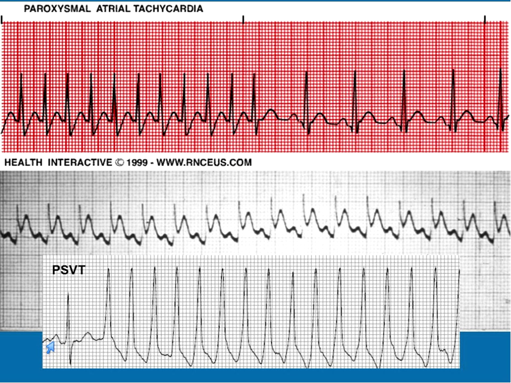Here, this is PSVT. You can see where it was normal, and then suddenly it triggers, and you have this very rapid rate. Now this I can appreciate as atrial tachycardia. This is not hard, because here's my P wave, QRST, P, QRST, P, QRST, P, QRST. So this is atrial tachycardia. I'm good with this. This one, I would just call that SVT.